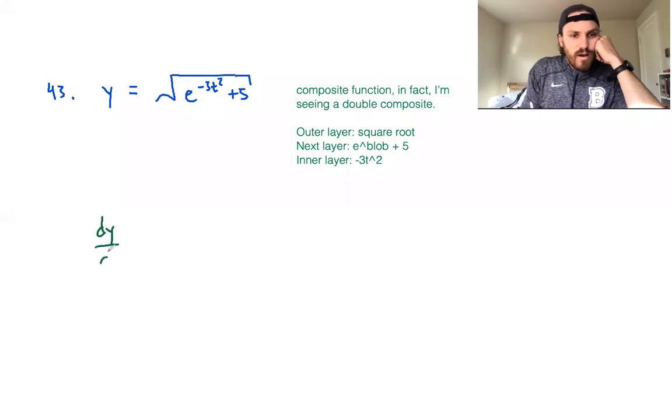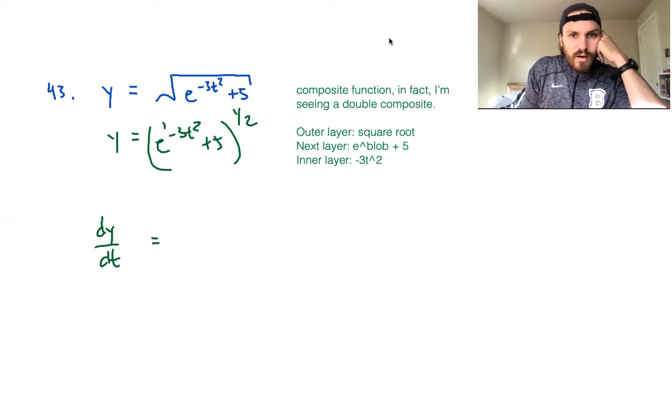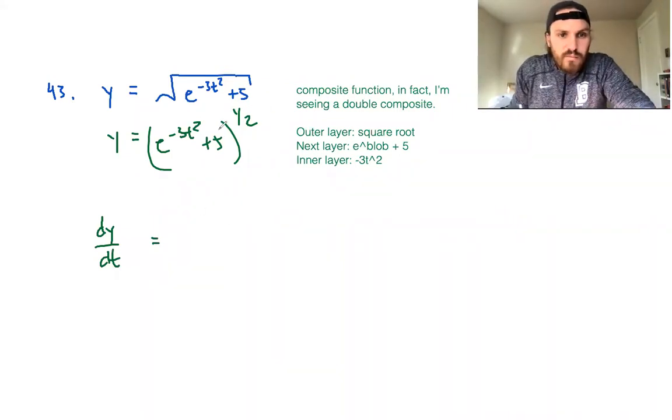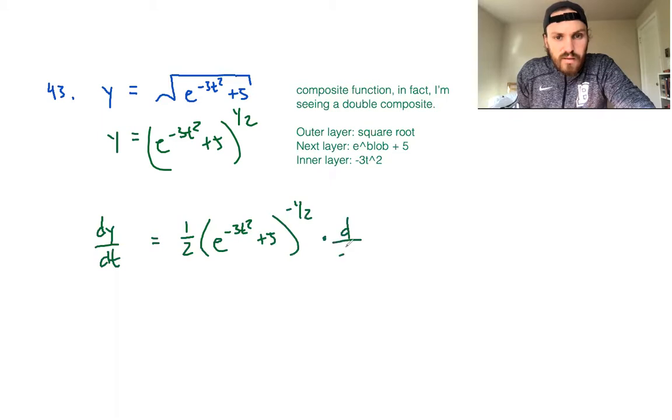So let's say dy dt, or the derivative of y with respect to t, or how quickly y is changing with respect to t, is equal to, let's come up here and say that y is equal to e to the negative 3t squared plus 5, all raised to the 1/2 power, right? Because that's what the square root is. So we haven't taken a derivative, we just rewritten it. So now taking the derivative of blob to the 1/2, that should be 1/2 times the blob, which is e to the negative 3t squared plus 5, all raised to the negative 1/2. Now we need to multiply that by the derivative of the inner function, which is e to the negative 3t squared plus 5.